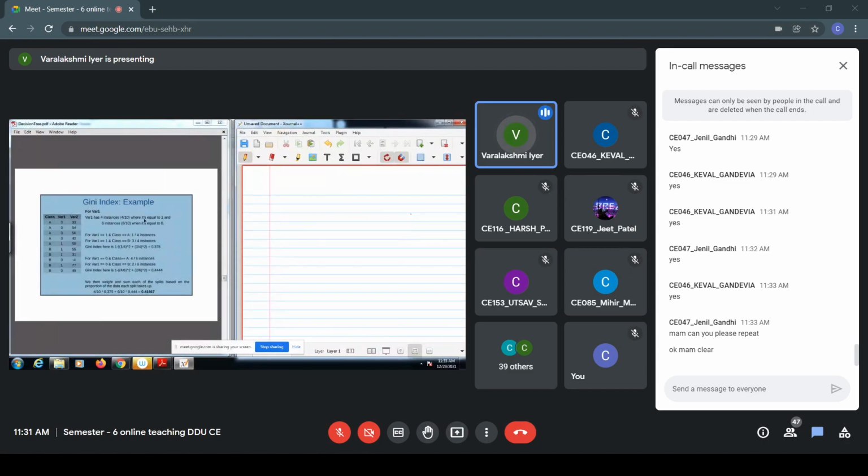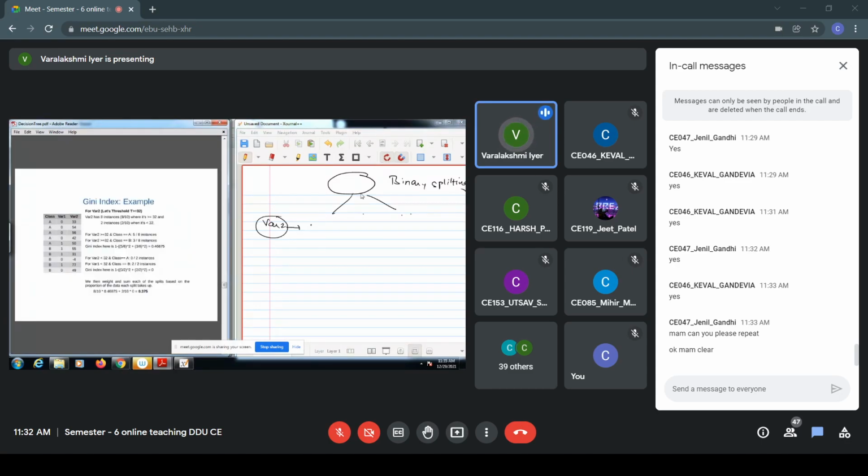Here is an example, and in this case we'll be creating a binary split. Only binary splitting of the data will be done. Suppose in variable 2 we calculate the Gini impurity for different variable values. In the case of continuous values, we choose a threshold value to split the data. Suppose we choose a threshold value of 32 and find the Gini impurity of the system. Here it is 0.375.